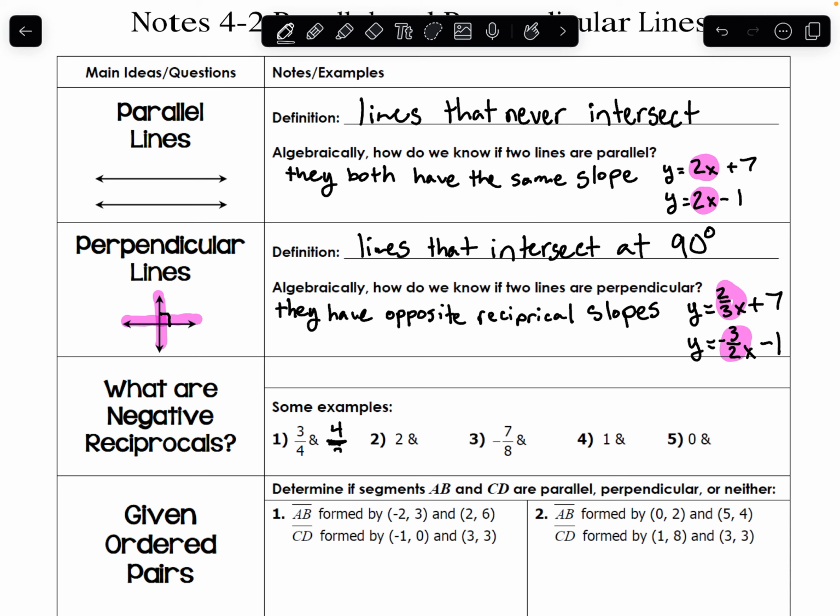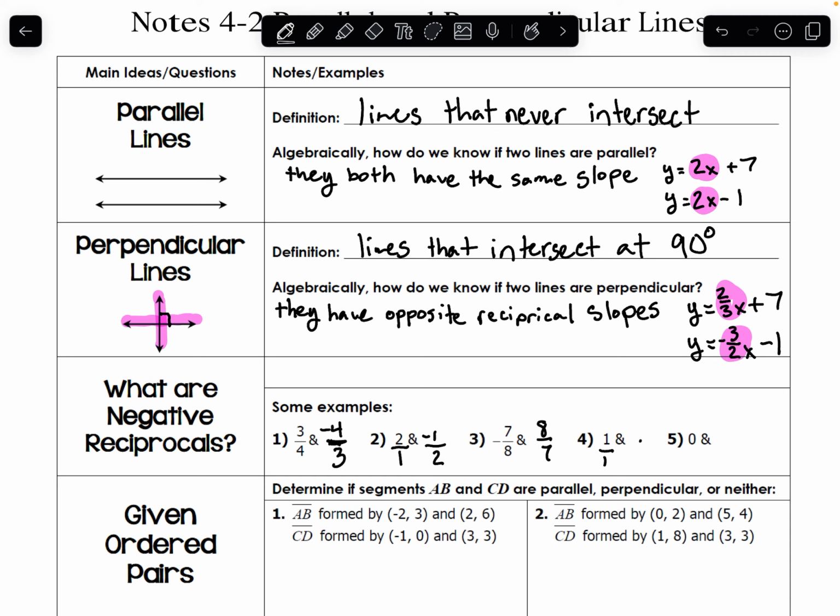So we look at the top and the bottom and we say 4/3, and that's a positive, so we make it a negative. Number 2 of the negative reciprocals: we have to think about this as 2/1. The opposite of 2/1 is 1/2, and a positive becomes a negative. Number 3: the flip is 8/7, and the opposite of negative is positive, so we can leave it like that. Number 4 is probably tricky, but we have to think about 1.